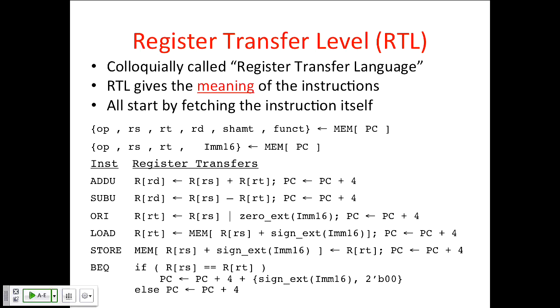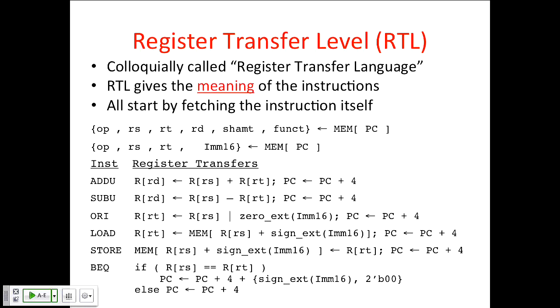For example, an ADDU instruction, what is that? Well, the register at the RD field gets the sum of the register at the RS field and the register at the RT field added together. And you also increment the PC by 4. So we're trying to write down the total effect of each instruction in terms of its impact on these values inside the machine. That's this RTL-level specification of the instruction set.